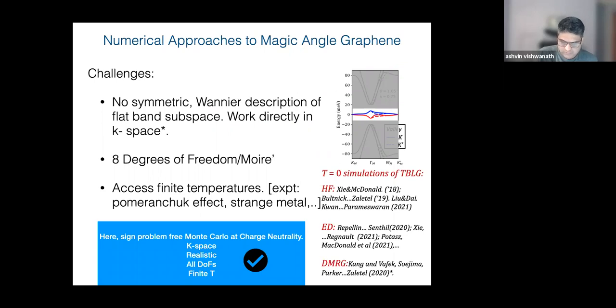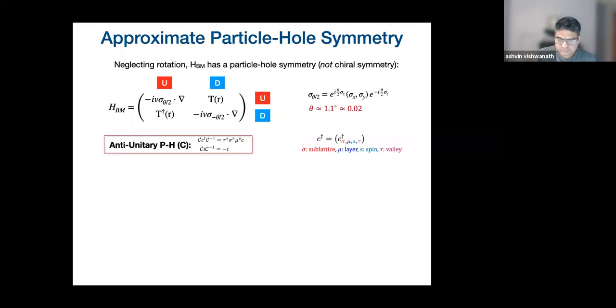Okay, so there's some technical advance over here to be able to do all this. Let me just give you a couple of slides on why this thing has no fermion sign problem, and that's actually related to particle-hole symmetry. I already talked about the chiral symmetry. In fact, if you have chiral symmetry, you can show the system has no sign problem at charge neutrality.